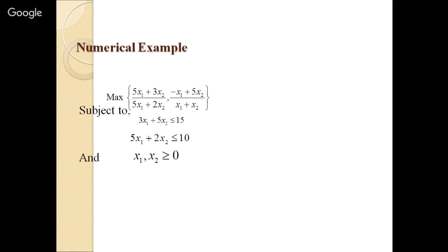Right? So this is the numerical example of your multi-objective linear fractional program. Any questions from participants at different nodal centers?